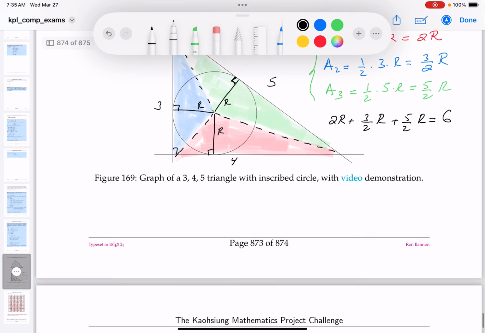All right, now I'll be able to figure out R. And what do you get over here? Well, you get 3/2, 5/2, 8/2, 4/2. So you get 6R. Now let me check that again. 3/2, 5/2 is 8/2. 8/2 is 4. 4 plus 2 is 6. 6R. What's R? R is equal to 1. So the radius of an inscribed circle for a 3, 4, 5 triangle is 1.